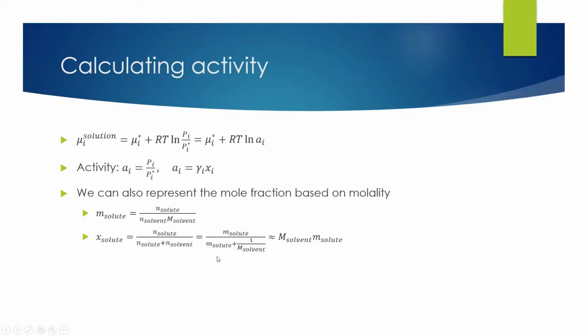If the molality of the solute is very small, again, if we have an ideal dilute solution, this term in the denominator becomes essentially 1 over the molar mass of the solvent, and we can represent the mole fraction of the solute as simply the molality of the solute times the molar mass of the solvent. So for dilute solutions, it's appropriate for us to be able to use the molality in place of the mole fraction. This allows us to actually measure the activity coefficients for substances.